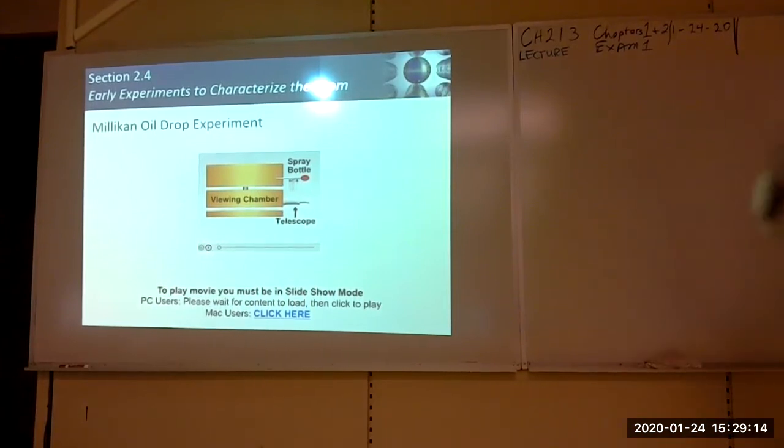So he did this experiment over and over and over again, and some of them required more voltage, some of them required less voltage, and he found that the voltage differences varied by a whole number of units. Right? So he worked his way down to the very smallest one, and then he said, that's the one that has one electron.